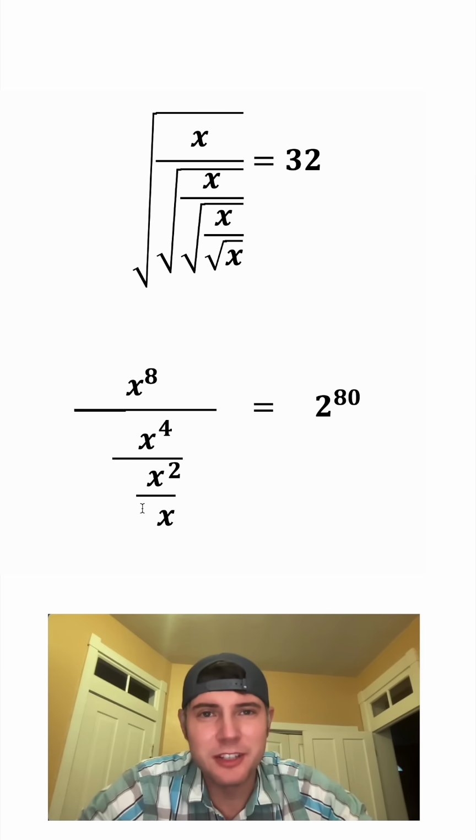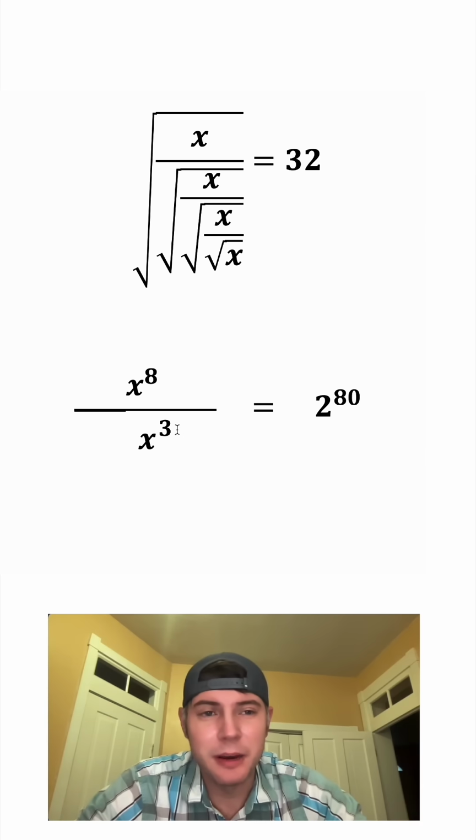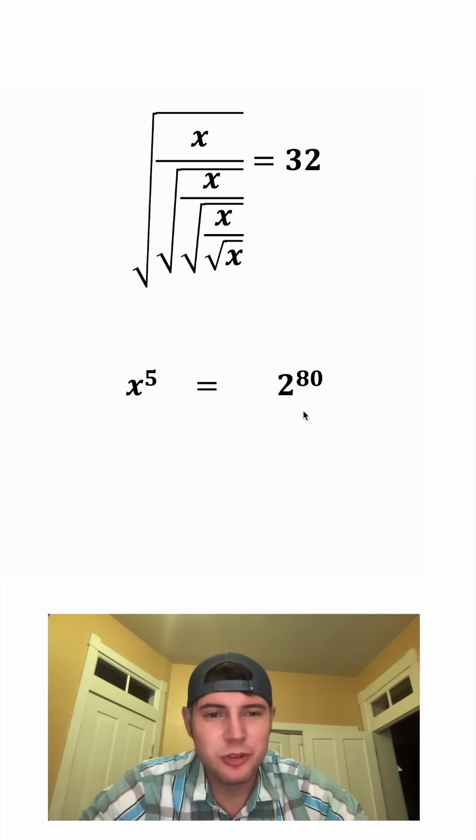And now let's clean up this left-hand side. Let's focus down here. X squared divided by x will simplify to just x. And then x to the 4th divided by x will simplify to x cubed. And then x to the 8th divided by x cubed, we can just subtract 8 minus 3 to give us x to the 5th. And now we have x to the 5th equals 2 to the 80th.